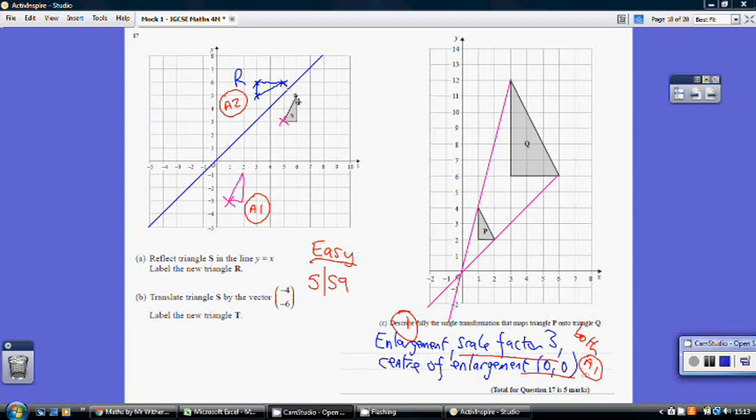So just reflecting all the points across. This one diagonally is just going across to there. This point here is going across to here. And this point here goes across to there. So that's our shape R there.